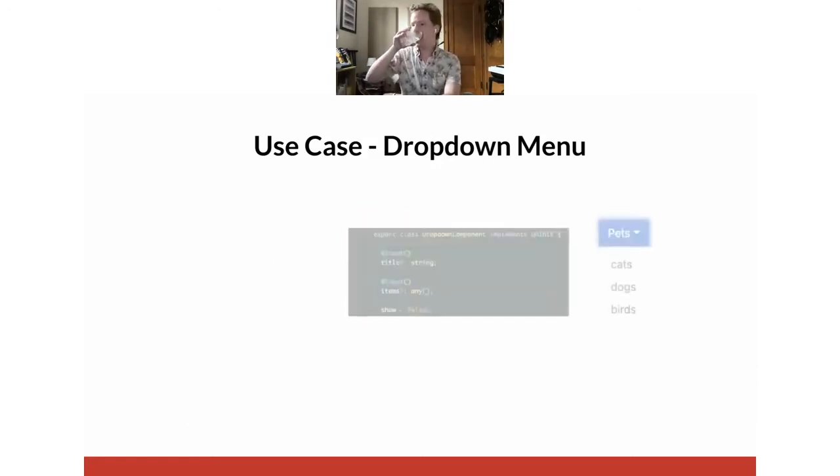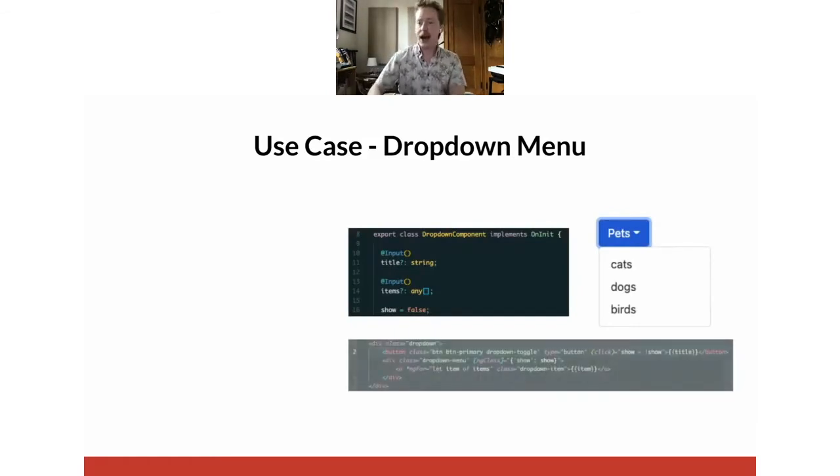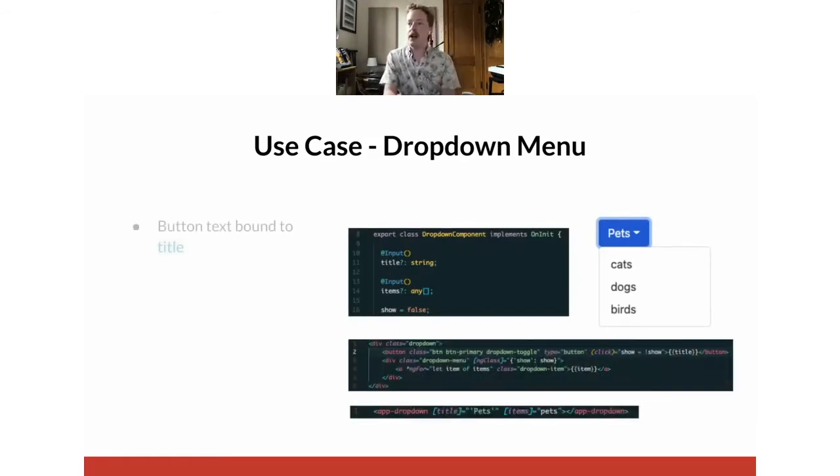So let's take a look at one option for how we might implement this, and then talk about the problems that content projection can help us solve. This is a basic example. We have our drop-down component here in this first snippet with a title input of type string and an items array that is any typed. We are binding the button text to this title member, which you can see on line 2 in that first HTML snippet. And then the contents of our row are being iterated over beneath that.